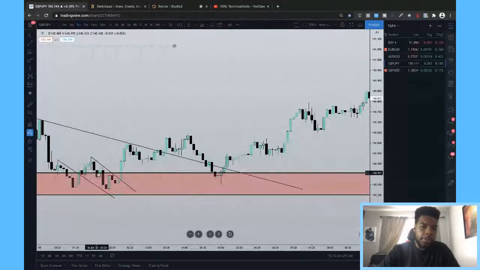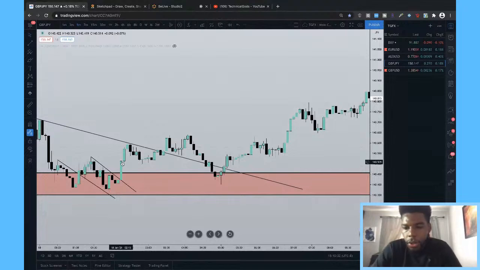If you didn't like that one, we pull back, engulfing here. If you didn't like that one, pull back, engulfing here. And if you didn't like that one, I pull back and engulfing here. So basically, any of these, we could have bought on any of these engulfings off of this zone.